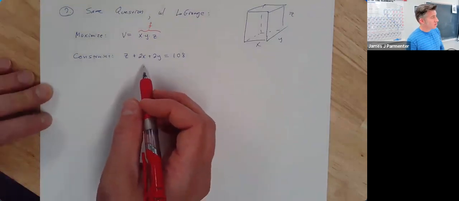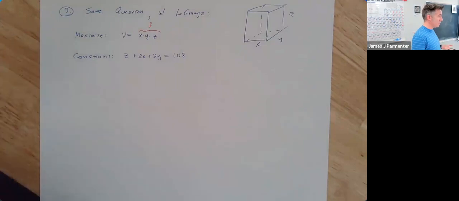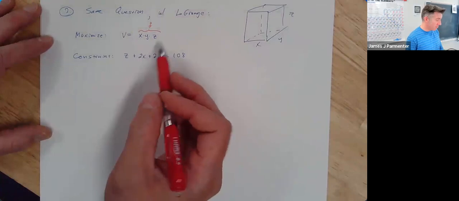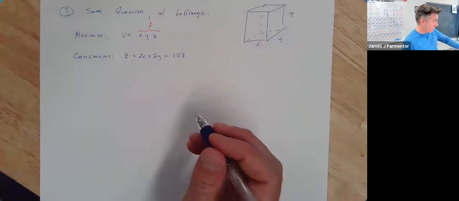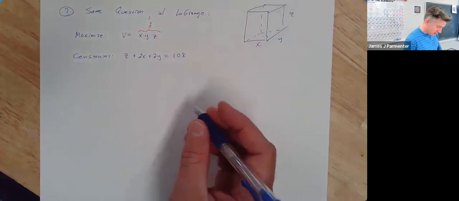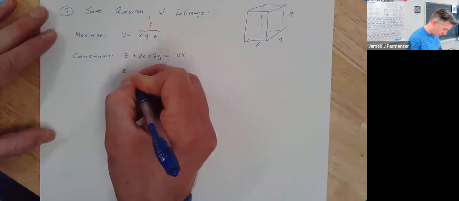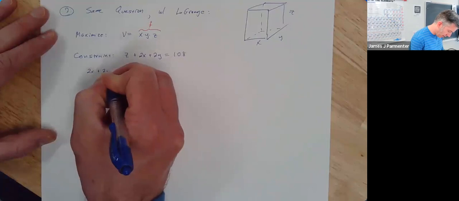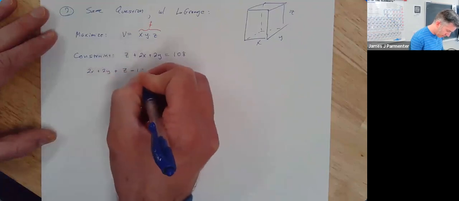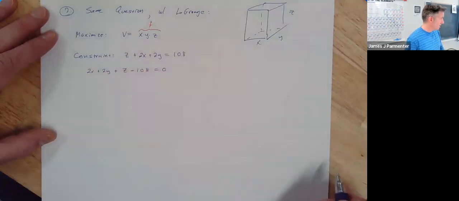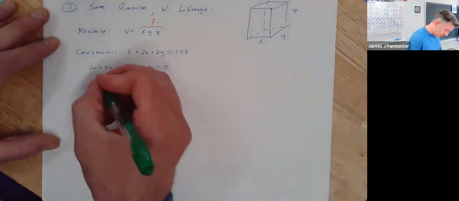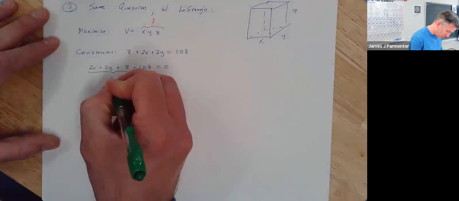Now, there's a couple ways of saying what g is. I like to just say that g is all the stuff that doesn't have the constant, but most professors, your professor probably did this. Correct me if I'm wrong, please. The professor probably said, I'm going to bring everything to one side. Let's write it more normally. 2x plus 2y plus z minus 108 equals 0. Does that sound like what he did? Yeah. So this here, that's what we're going to call g.